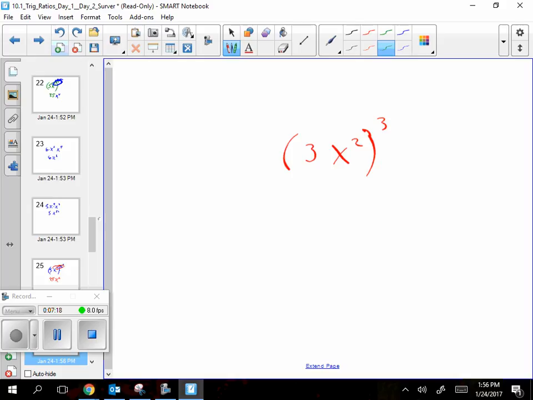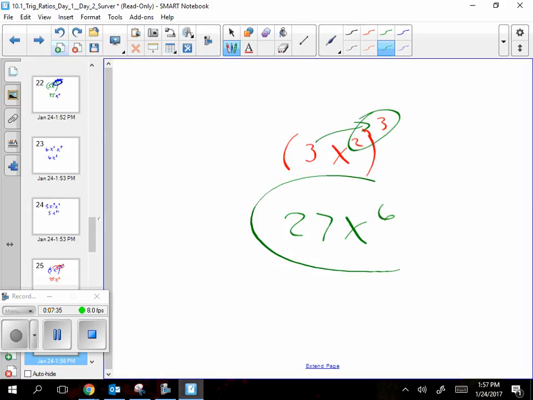Okay, what'd you get for 3 to the 3rd? Because that's the first thing. That has to get its power done. 27 is correct. And then it's an x to the something. 27x to the, you either add them or multiply them, like this. Multiply them. 6th. That's all right. All right, so that's powers of powers.